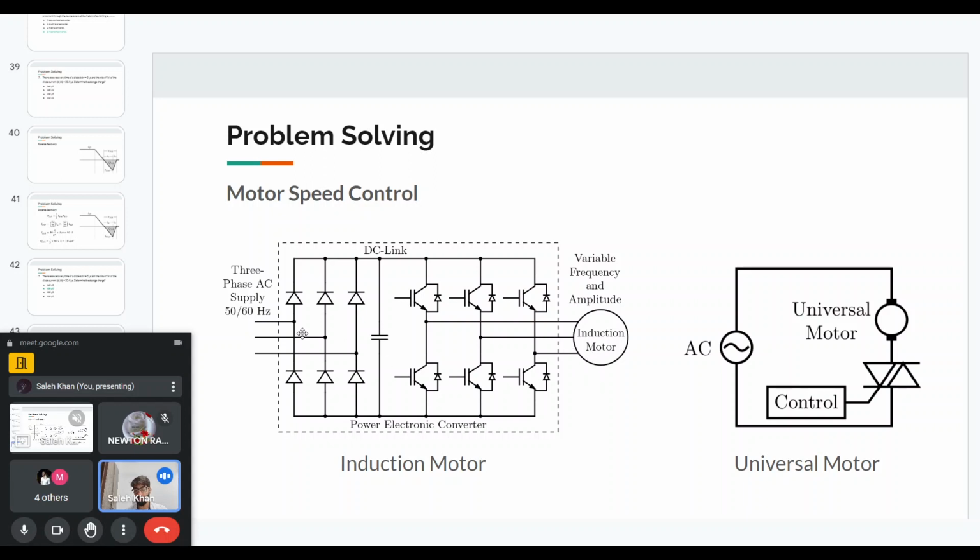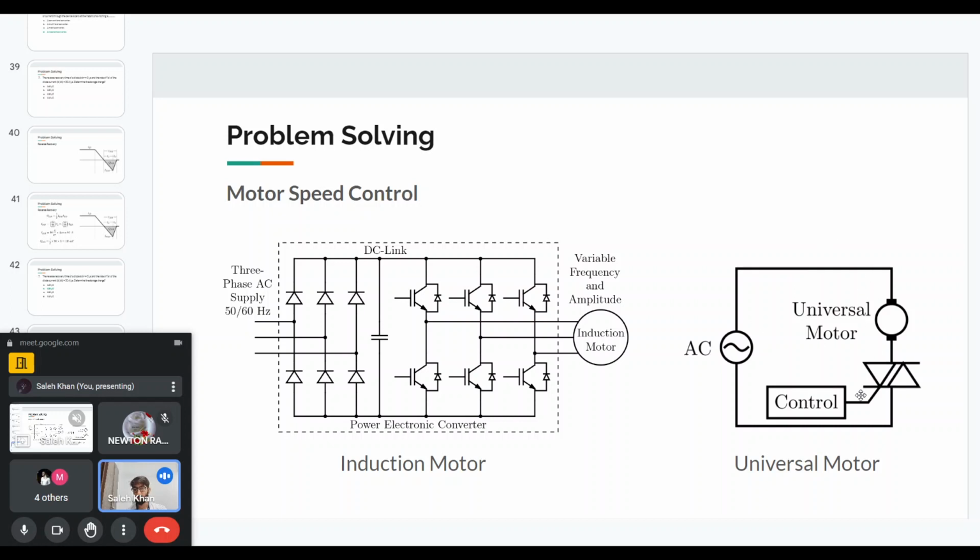And as you can see in this kind of system, we don't require a triac. The rectifier stage we can do with just diodes, because we can control the voltage using the inverter stage. And in the inverter stage, we can basically use IGBTs with anti-parallel diodes, or MOSFETs with anti-parallel diodes. So in the induction motor speed control, we don't require a triac.